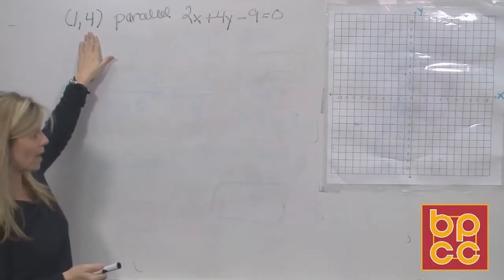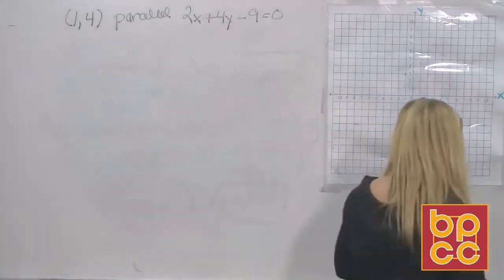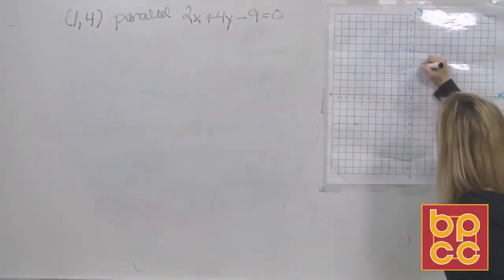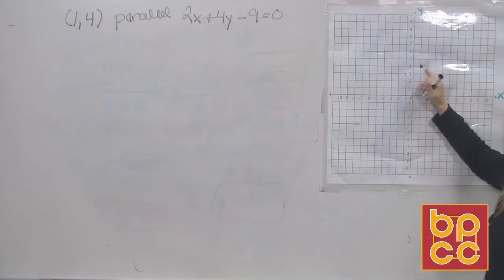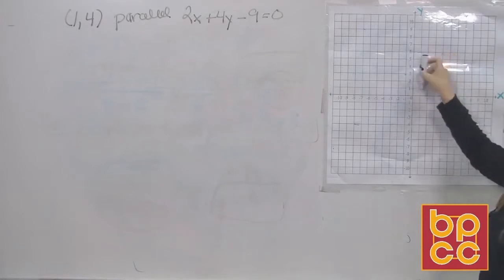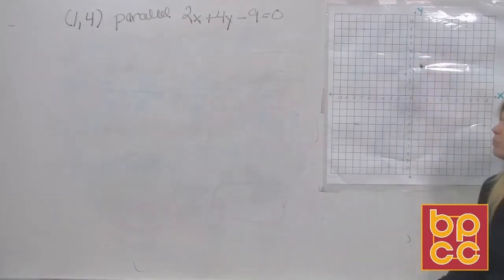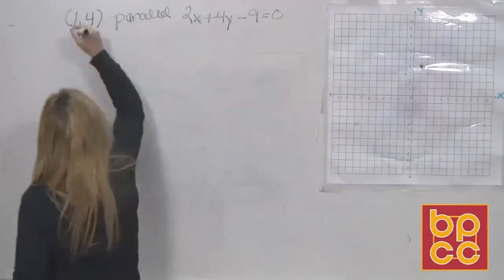1, 4 is a point, right? What do we do with points? We plot them. 1, 4. Is that 1 point enough to decide what type of line we got? Nope. Right now, I can draw any of the 3 lines through that point. So we got our point.